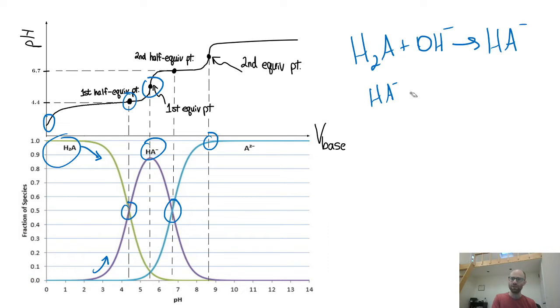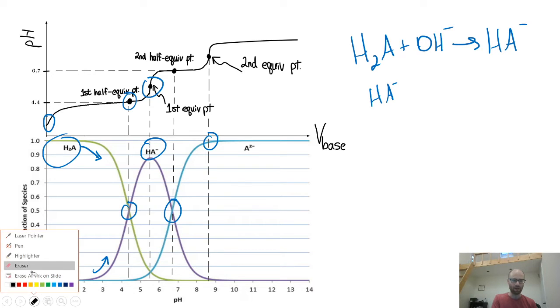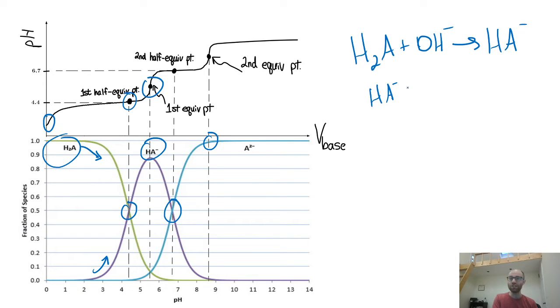Most of the solution is in the form of A2 minus. And so that's the general pathway we're going to be taking with this. We're going to dive in and look a little bit more specifically.